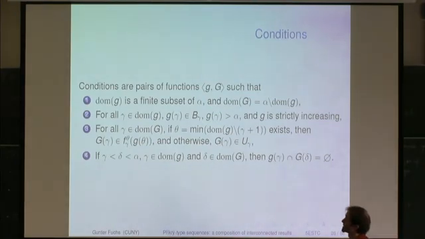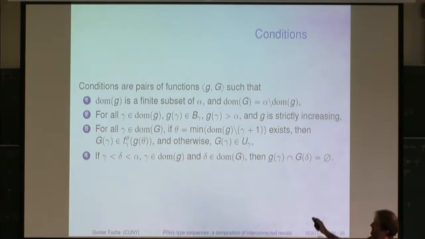So again, conditions are pairs of functions. The first component is a function whose domain is a finite subset of alpha, and the second component will be defined at all the points where the first component is not defined, and these G of gammas will increase, and they will always be in the B sub gammas. G of gamma is always going to be in B sub gamma, so we have reflection. And the G of gammas are always going to be measure 1 sets, but to see what ultrafilter they're going to be measure 1 for is a little tricky.